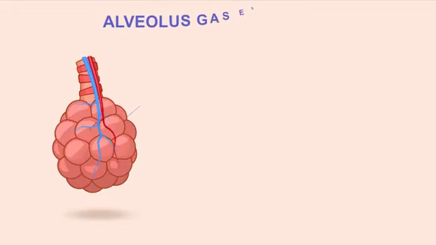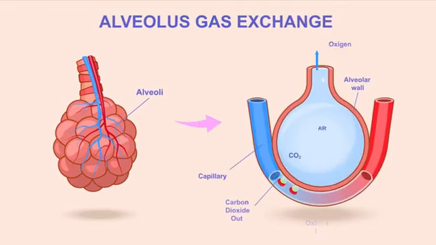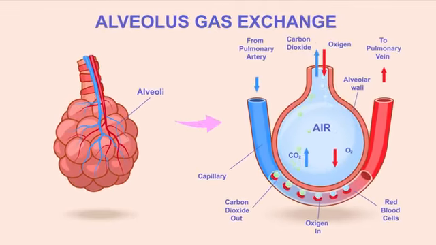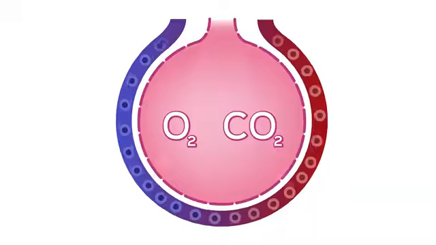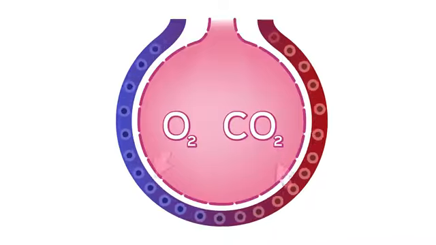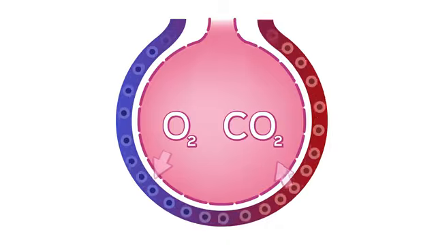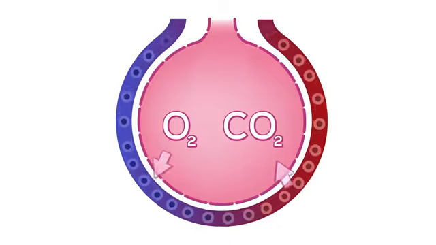The process of gas exchange occurs through diffusion, meaning gases move due to a difference in concentration. When oxygen-rich air enters the alveoli, oxygen moves from the alveoli into the capillaries because its concentration is lower in the blood.